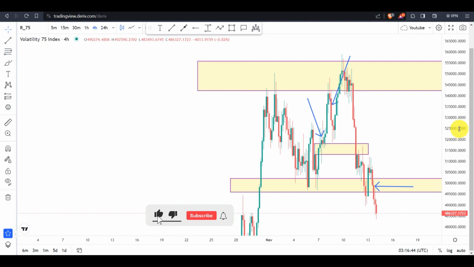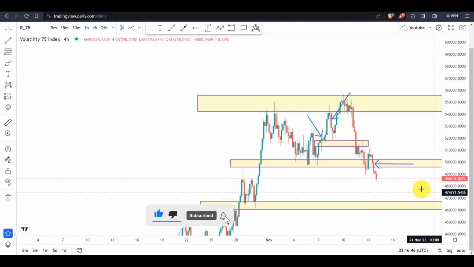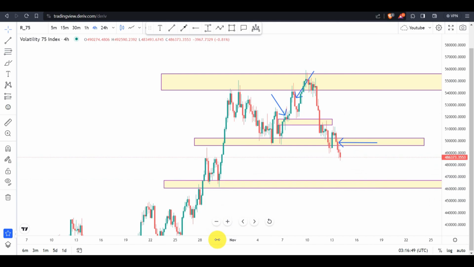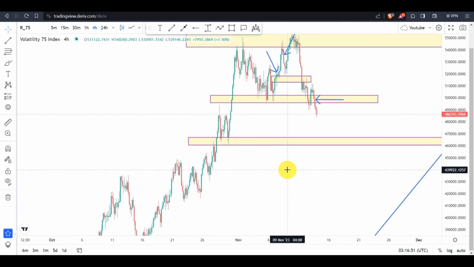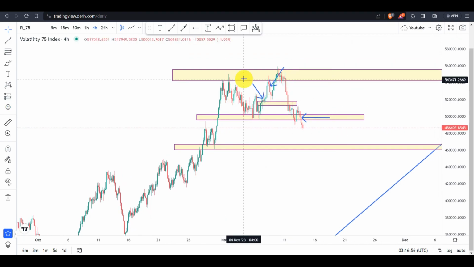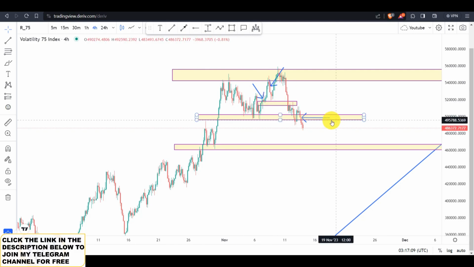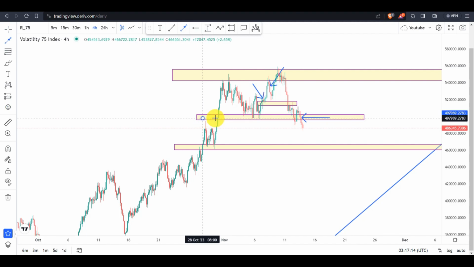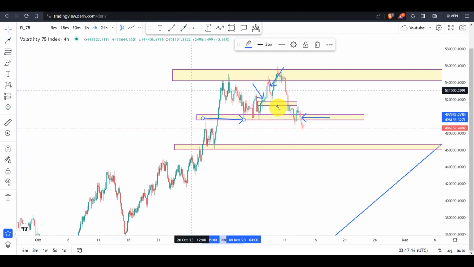On the 4-hour time frame, first we can see that this market previously was in an uptrend, and when the market came to this level, it went back to retest this previous higher low of the uptrend movement. Now we can see the market did break this level. Does this tell us that this uptrend is over?